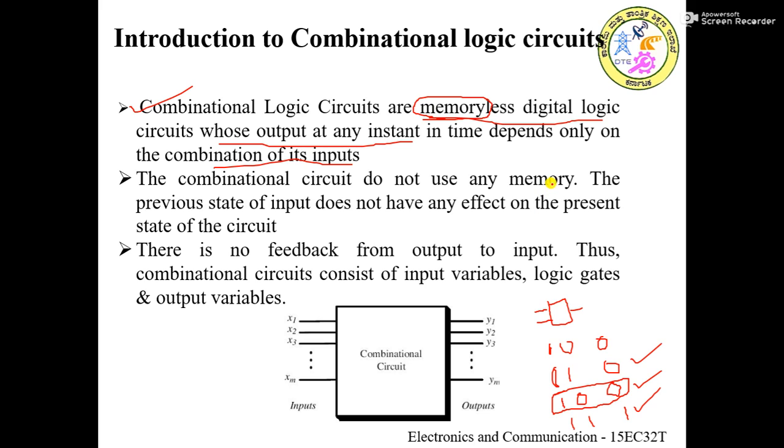But in case of combinational logic circuits, only the present input combinations or present input conditions are considered for predicting their output. These combinational logic circuits do not use any memory, as I told you. Since I don't need to store the previous history, I don't need any memory here, and the previous state of input doesn't have any effect on the present state of the circuit.